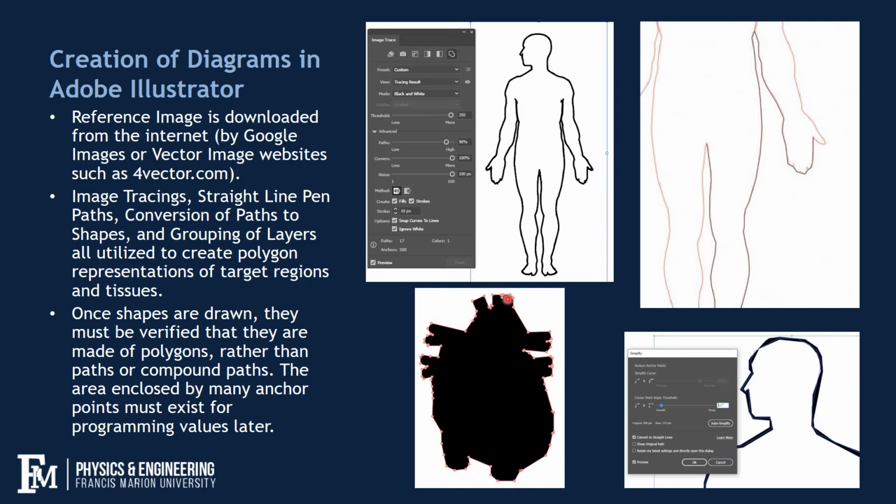So the points are actually what help us later to assign color to the region within all of the anchor points. And so to create these shapes, the first part is taking an image from the internet. We take them from Google Images or vector image websites. And once we do this, we have a few options. We can image trace, which is a more accurate and intelligent way of doing it through Adobe Illustrator, or draw through straight line pen paths. But no matter what we do here, it requires that all lines are straight, everything is a polygon, so that we can move forward.